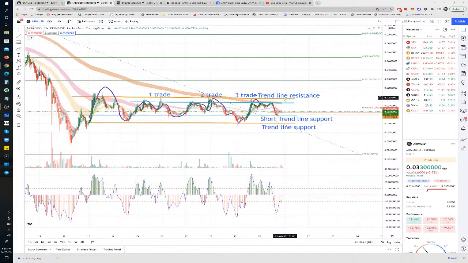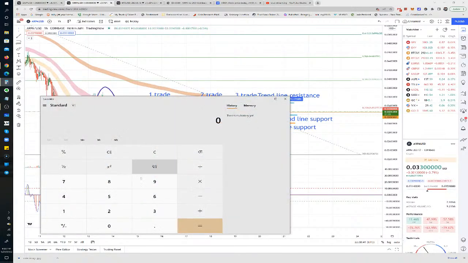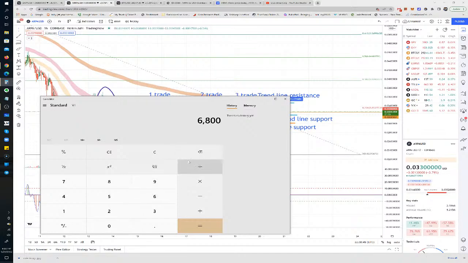I'm not going to get greedy and go for the yellow. I'm going to go for this trend line here, from here to here. So my percentage gain, if this works and plays out, will be 8.52%. So we'll calculate it out. What was it, $6,800 or something like that, or 65.